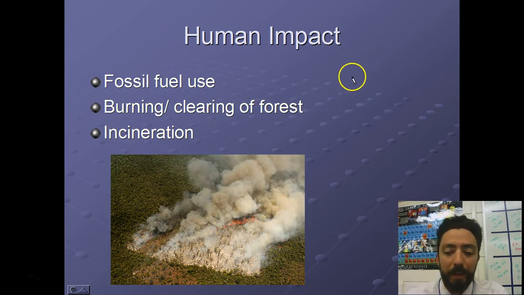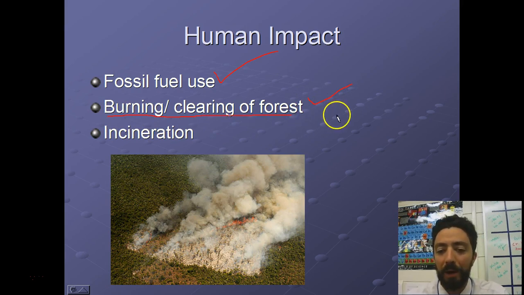How do humans impact the carbon cycle? The biggest one is fossil fuel use, right? We're using up that storage at a much faster rate than it's being made, so we have a net increase in atmospheric CO2. Another big one is burning and clearing a forest. This is a common practice in the developing world for creating new agricultural lands. Rather than go through and take down all the trees, you would just burn the entire area, and in doing so you release all the carbon stored in their bodies.